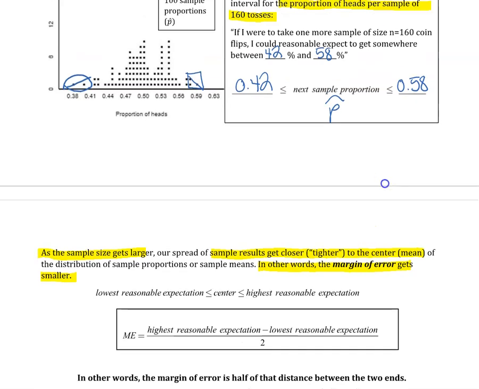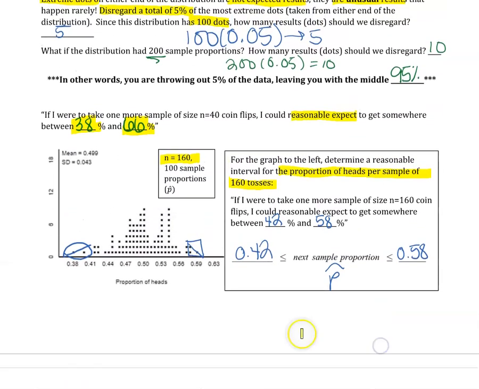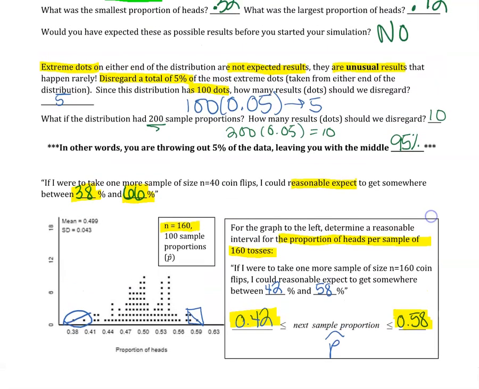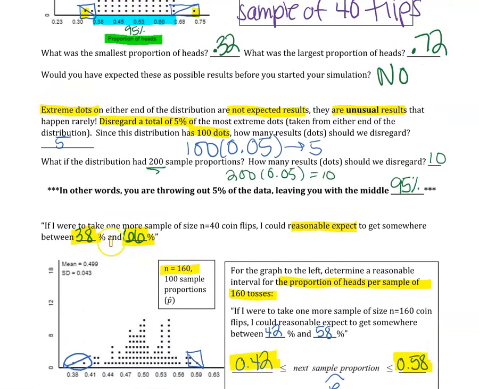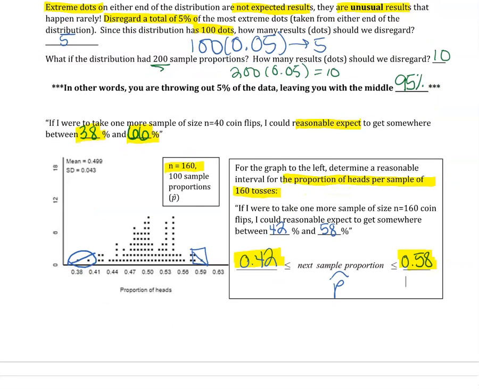Okay, so what that means is if you look at our previous page, after we threw out the 5%, we were saying our next p-hat could reasonably be between 0.42 and 0.58. We also said when we had a sample size of 40 that we could reasonably be between 38 and 66. So with that increase of sample size from here to here, you'll notice that that window or that interval got tighter together. These numbers aren't as far apart as these numbers were.